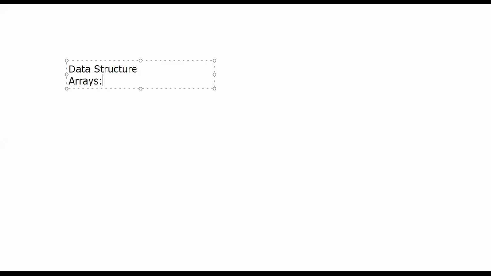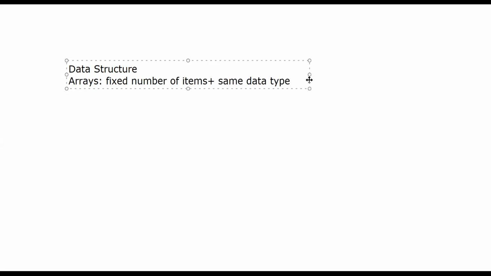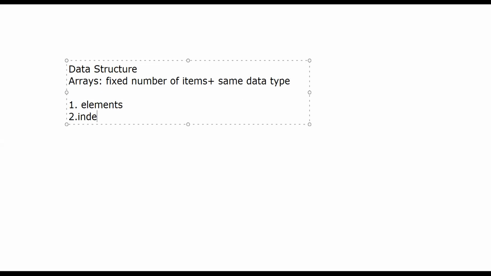So what is an array? It is a container which can hold a fixed number of items. So the first thing to notice is fixed number of items, plus the items should be of the same data type. So there are two main terms in arrays. Number one is elements and two is indexing.